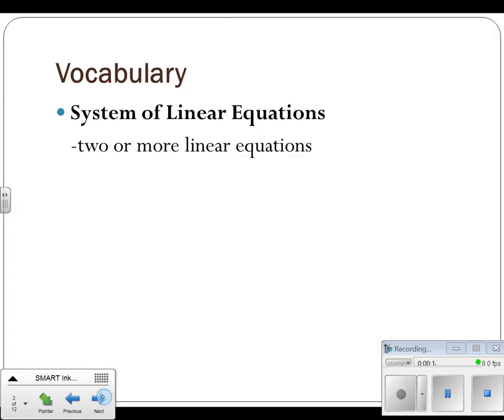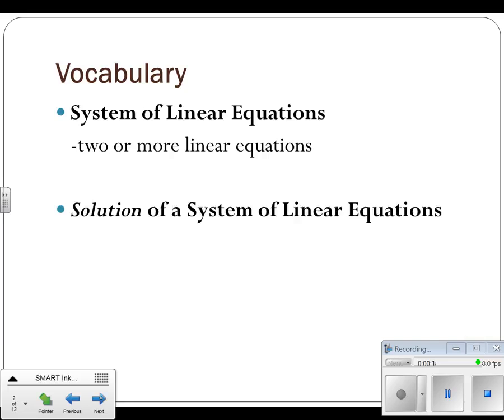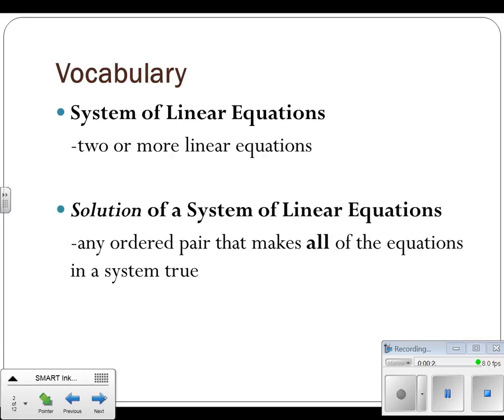A system of linear equations is when you have two or more linear equations. The solution of a system of linear equations is any ordered pair that makes all of the equations in a system true.